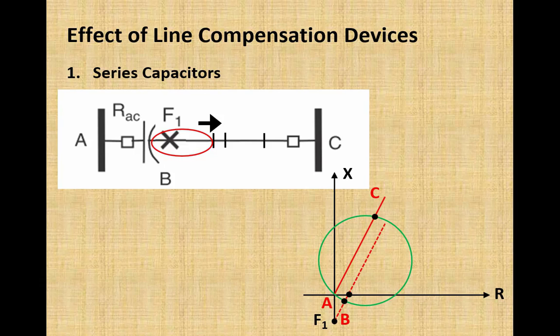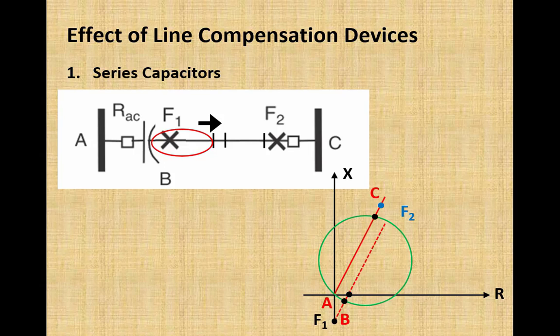Now the second challenge: look at this fault F2. For zone 1, this F2 is beyond its reach, that is, beyond 85 to 90% of line length. So in other words, relay RAC is not responsible for this fault or should not operate for this fault. So this fault F2 along this line A to C, in the absence of this capacitor, will be somewhere here beyond the reach of relay RAC.